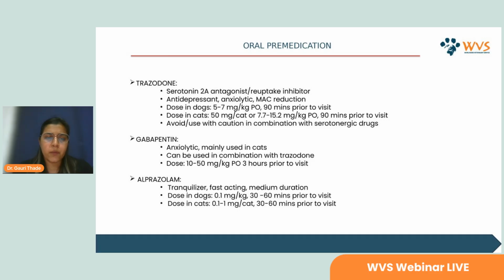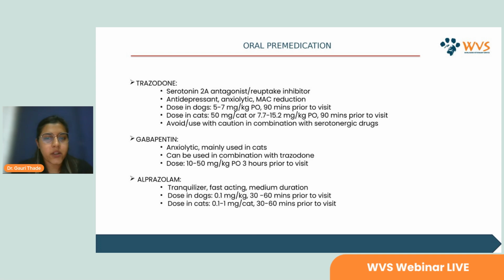So we have to be careful about that. Usually, trazodone is used more in dogs. It can be used in combination with gabapentin as well. Gabapentin is an anxiolytic mainly used in cats, and it is to be given around 3 hours prior to visit. It does cause some level of sedation at the higher doses where it is used as an anxiolytic.